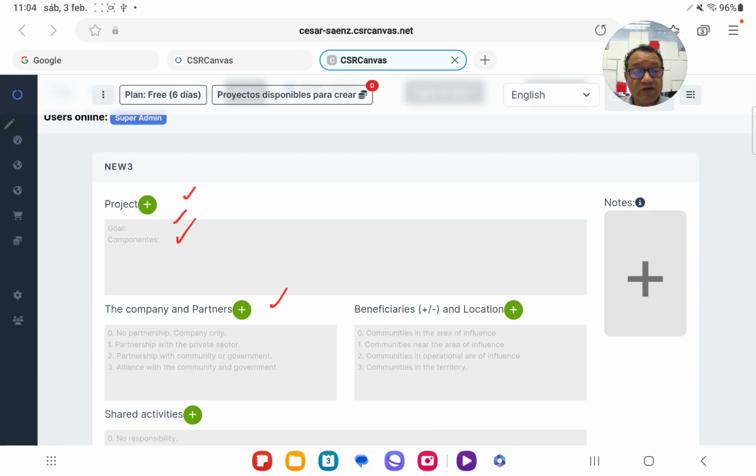The second element is the company and partners. Here you have many options. As you see here, you have 4 options. Maybe the project has no partnerships. The company runs the project alone.